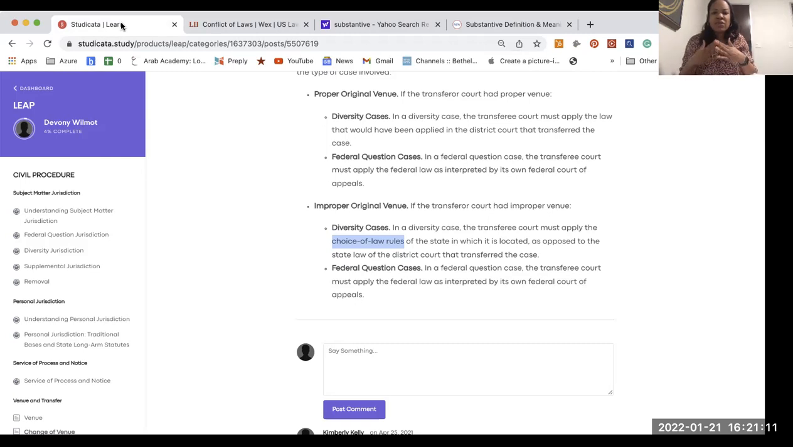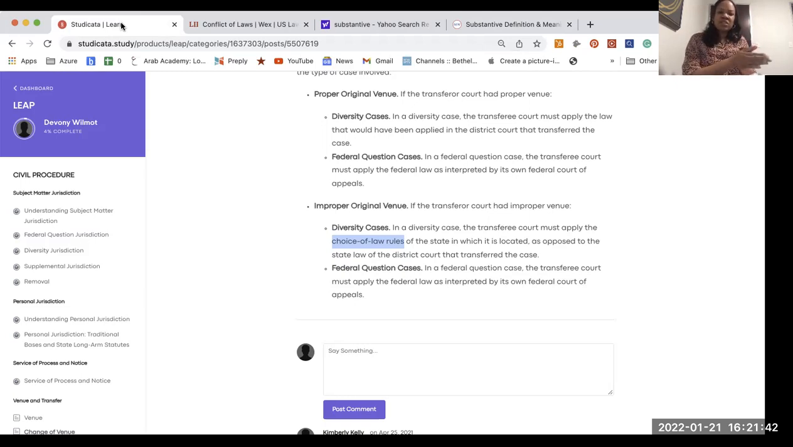Federal question cases. In a federal question case, the transferee court must apply the federal law as interpreted by its own federal court of appeals. So with improper original venue in a federal question case, the new court must apply the federal law as interpreted by its own federal court of appeals. So we see that in both proper original venue and improper original venue in a federal question case, the transferee court is going to apply the federal law as interpreted by its own federal court of appeals.